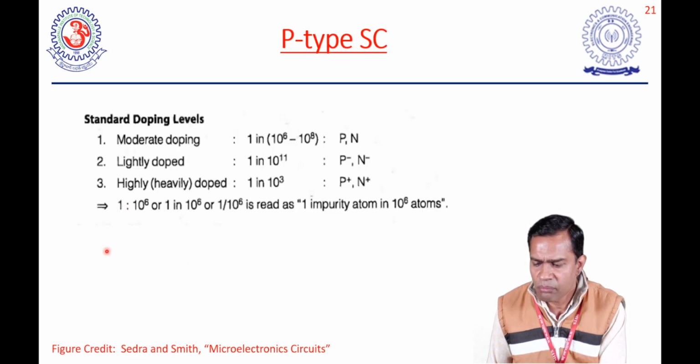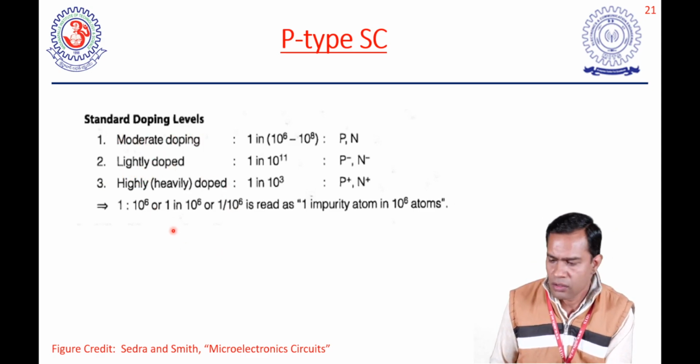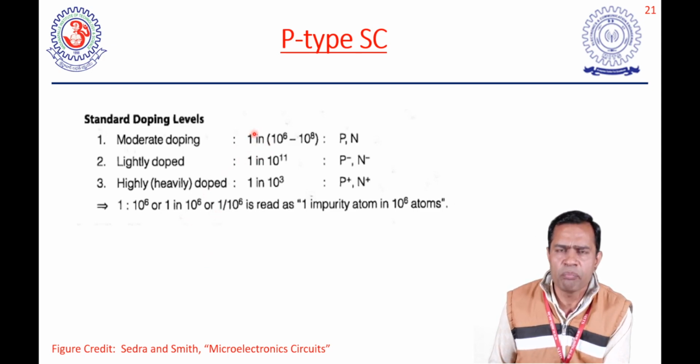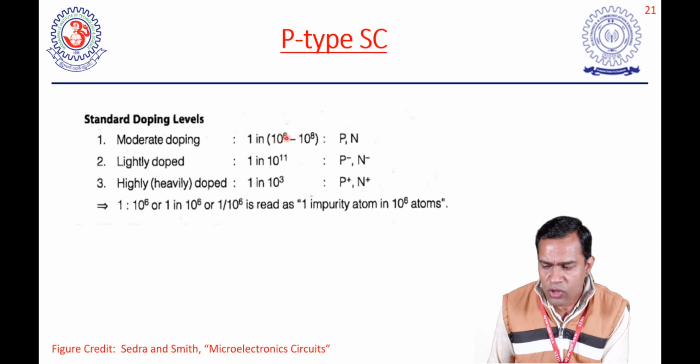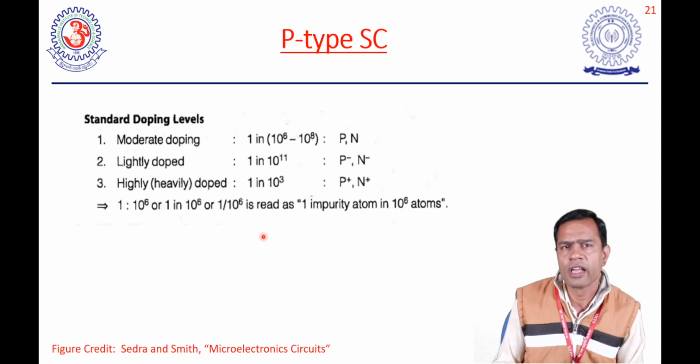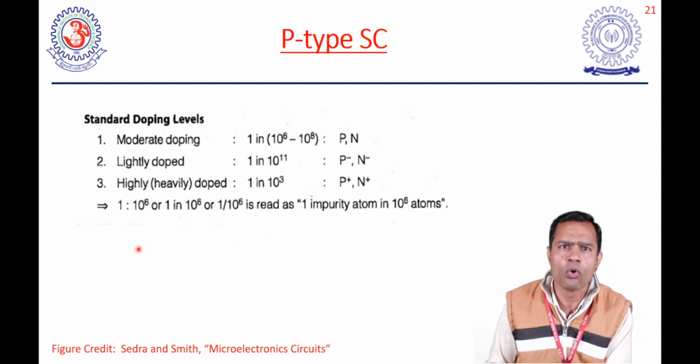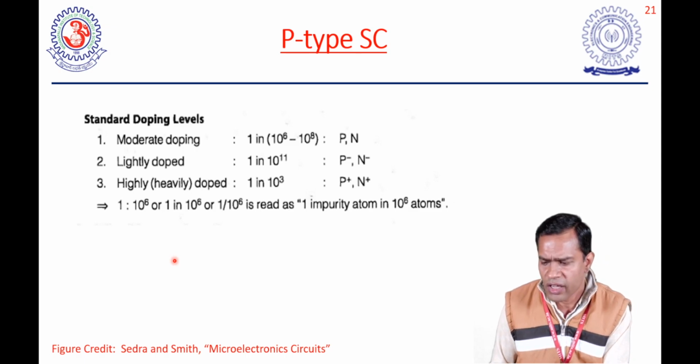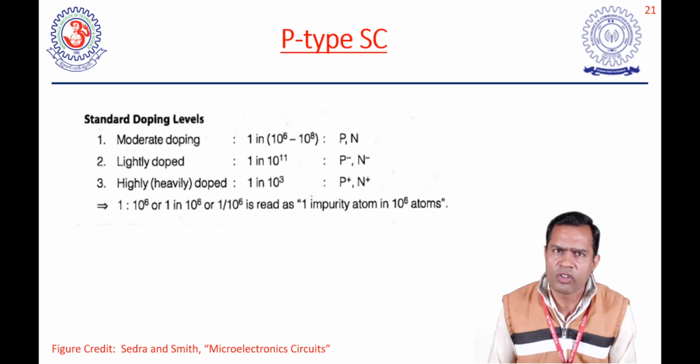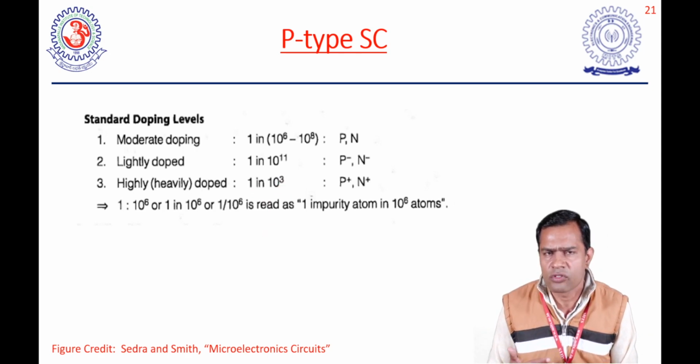And these are some doping levels: moderate doping, light doping, heavy doping. Moderate doping is one impurity atom in 10 to the power 6 silicon atoms. If we talk about light doping, it is one impurity atom in 10 to the power 11 silicon atoms. If we talk about heavy or high doping, here it is one impurity atom in 10 to the power 3, meaning 1000 silicon atoms. So silicon atoms are reducing, meaning highly doped.